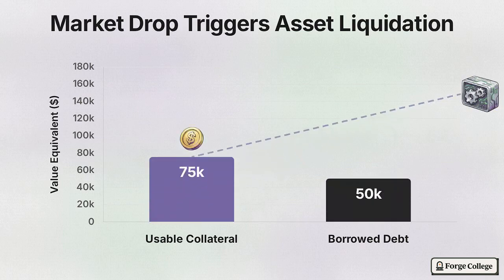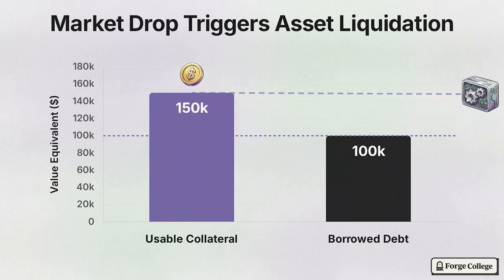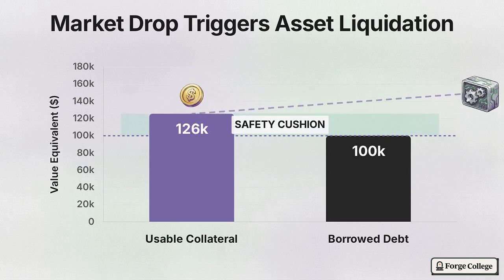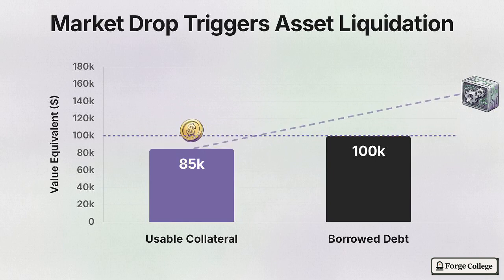The state machine is looking for your health metric. It compares your usable collateral, the tall bar, against your borrowed debt, the shorter bar. That highlighted gap between them is your safety cushion. If the market shifts and the oracle reports that your collateral has dropped in value, the tall bar shrinks. When that collateral value falls below the safety threshold, the cushion vanishes.